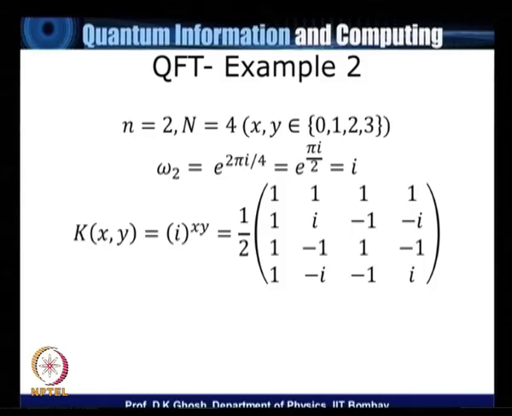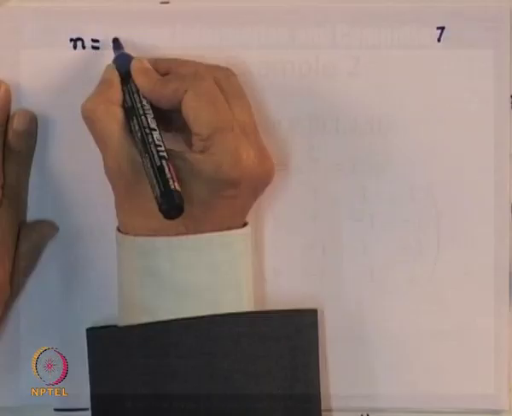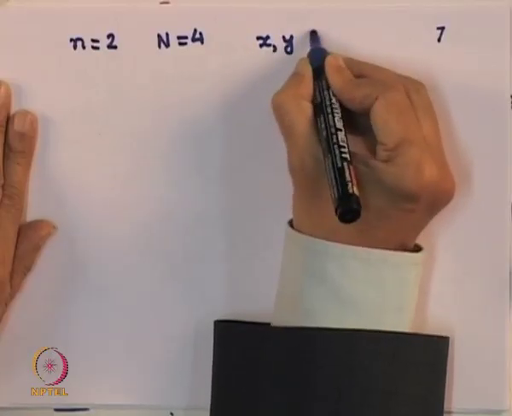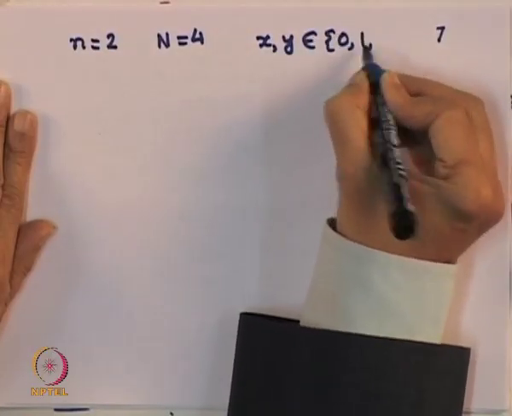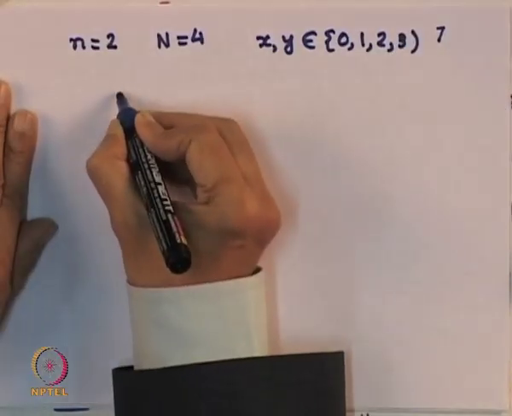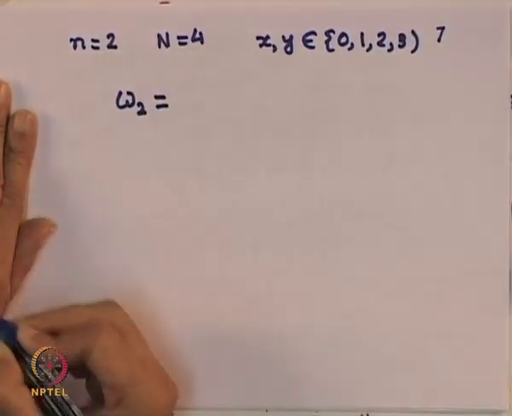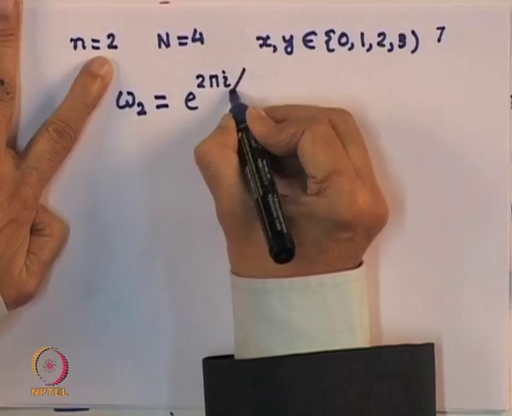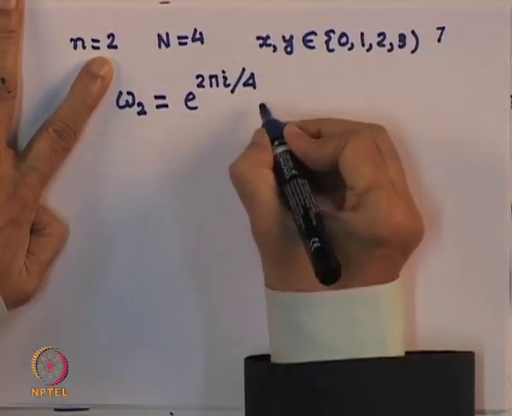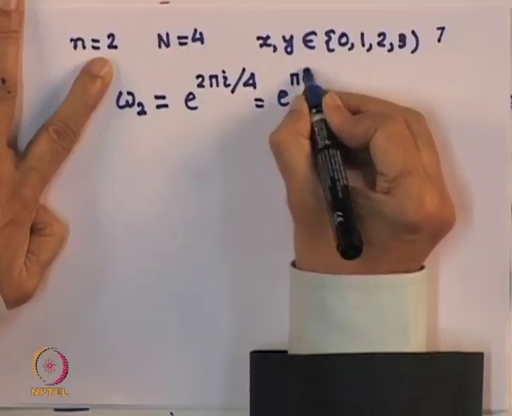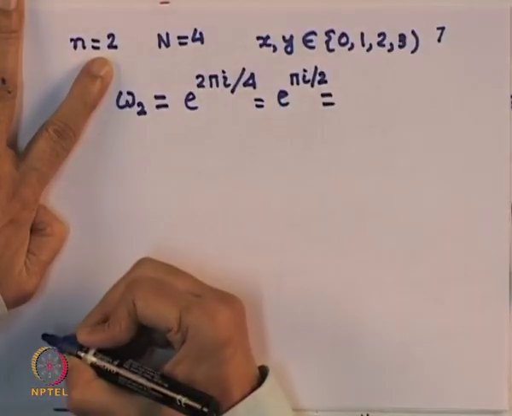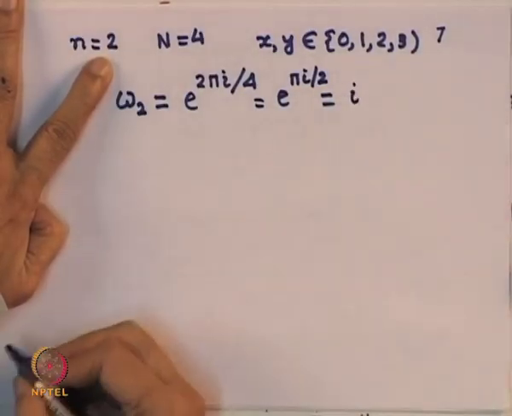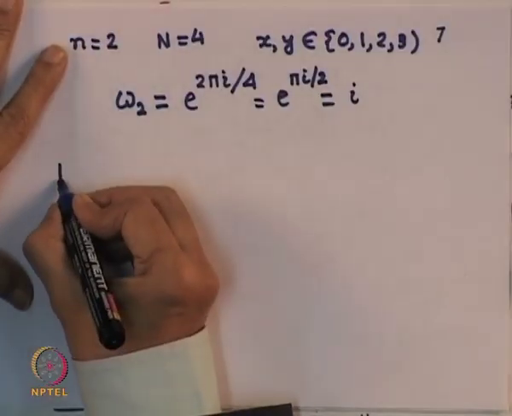Let me give the first non-trivial example, n is equal to 2, which means capital N is equal to 4, so that my x and y belong to the set 0, 1, 2, 3. Now I have got omega 2, n is equal to 2, which is e to the power 2 pi i divided by capital N, which is equal to 4, which is e to the power pi i by 2. So this is cos pi by 2, which is 0, plus i sin pi by 2, so this is equal to i.